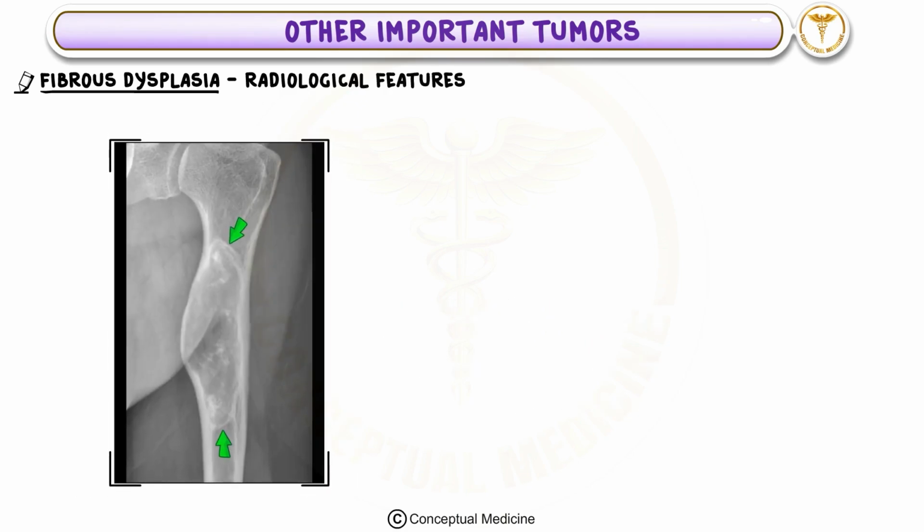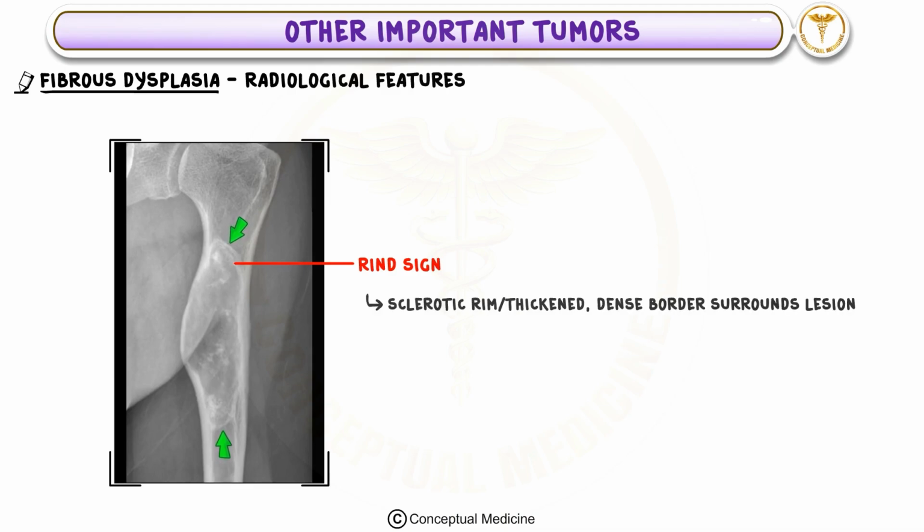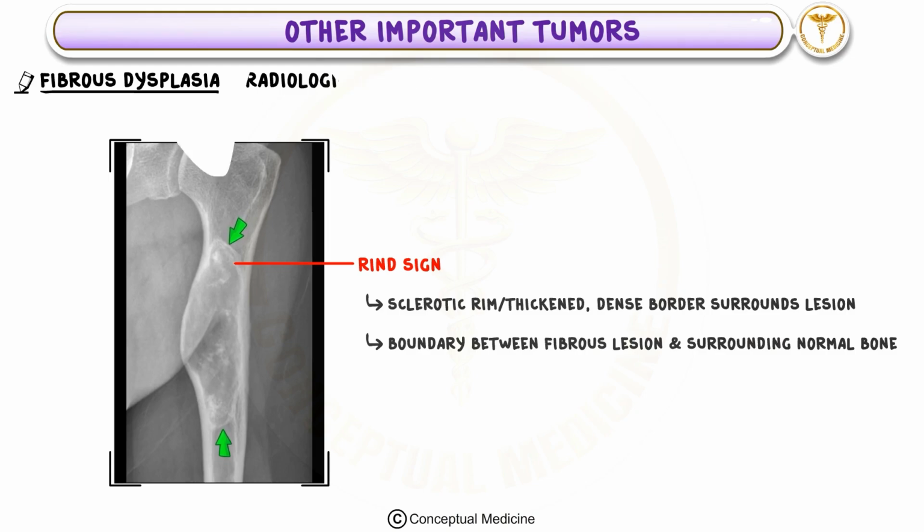Another key radiological feature is the rind sign. This is a sclerotic rim, or a thickened, dense border that surrounds the lesion. It acts as a boundary between the fibrous lesion and the surrounding normal bone.